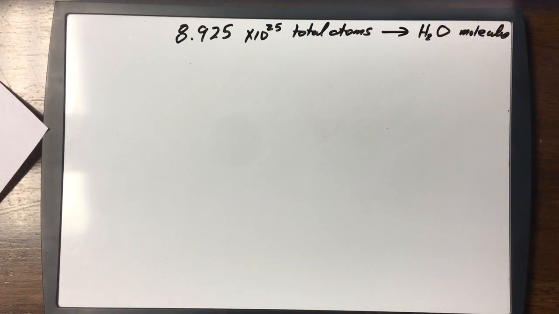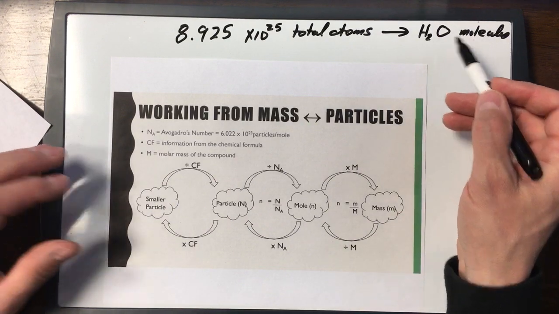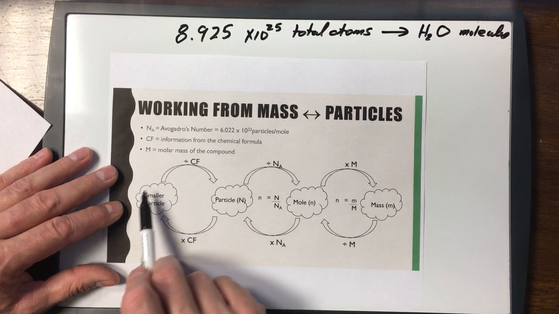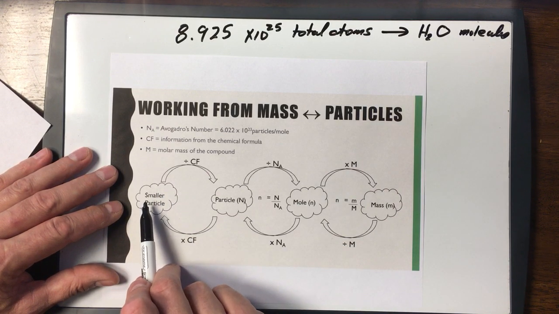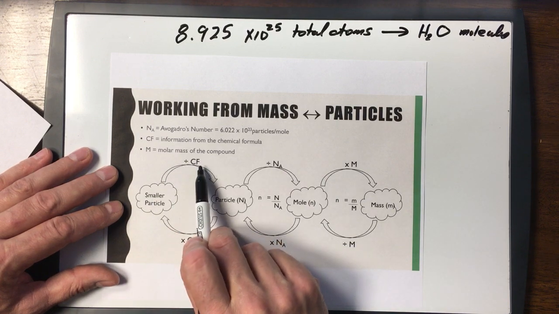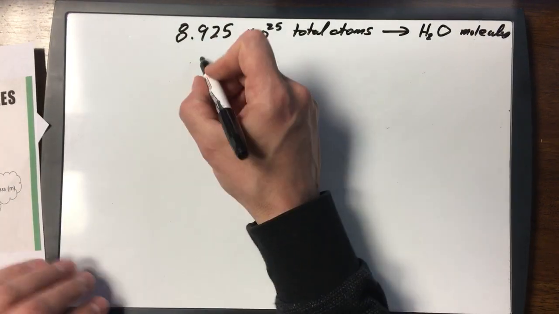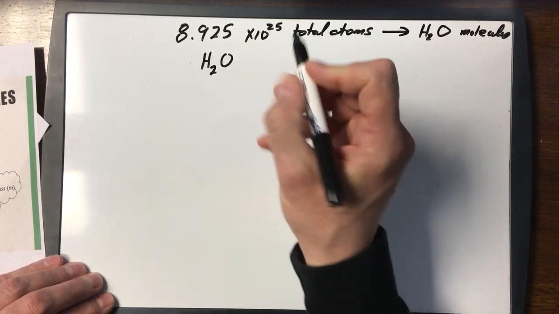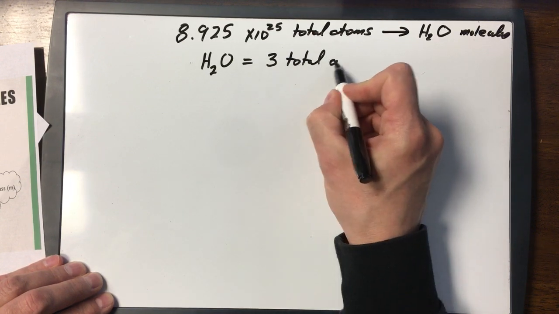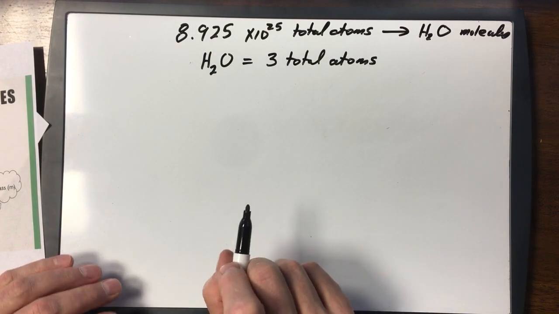Okay, looking at our mole map, we have to recognize that water is a molecule, which is a particle, and we're told about total atoms, which are in this case going to be smaller particles. So we want to go from smaller particles to particles. This time we're going to divide by something from our chemical formula to convert it into particles. So we have to take a look at our chemical formula. The chemical formula of water, we should recognize, has 3 total atoms. It has 2 hydrogens and 1 oxygen, giving us 3 total atoms.